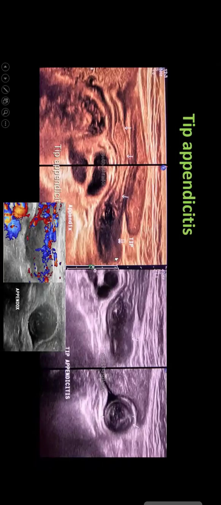So this can perforate. I have seen cases where the mid part is involved. This is normal. I have seen cases where this part is involved, inflamed. This is normal. So segmental involvement can be seen. However, it is very uncommon. But in this case, only tip appendicitis is there.